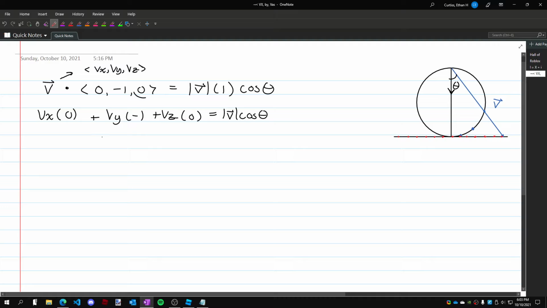All right, so let's simplify a bit here. This will be negative vy is equal to the magnitude of v cosine theta. And then just because we want only the theta, we'll do the arc cosine of negative vy over the magnitude of v. So that is theta. That's the first thing that we want. The second thing that we want is this red distance there.